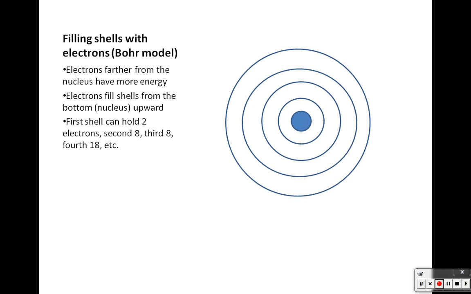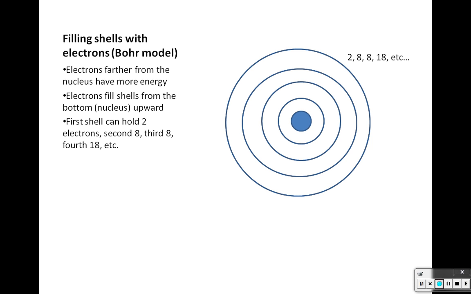Electrons also fill their shells from the bottom upward. Think again like a house. You don't suddenly materialize on the third floor. You start on the ground floor and you work your way upward. Those two things are still absolutely true and hold when we get to the electron cloud model. What you learned, however, is that the first shell can hold 2 electrons, the second 8, the third 8, the fourth 18, etc. So you learned this sort of 2, 8, 8, 18, etc. There are a couple of problems with this, which some of you have picked up on already.